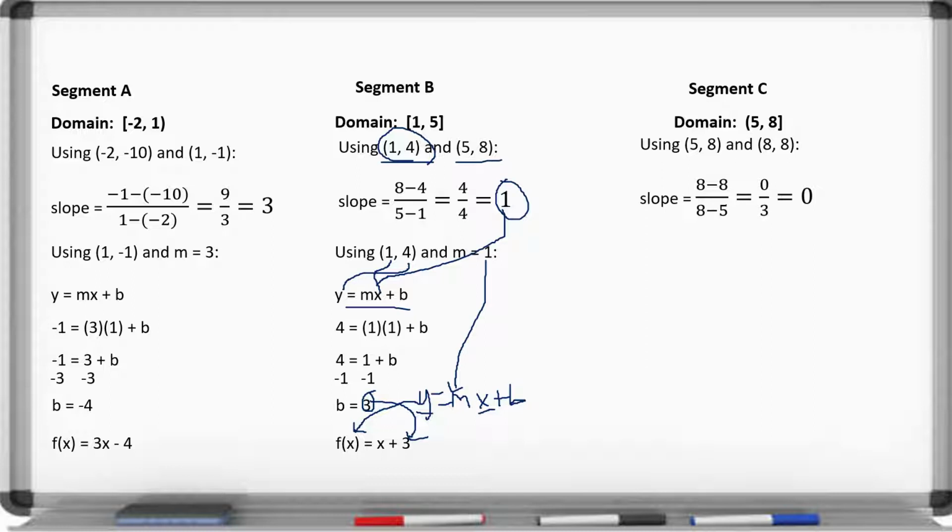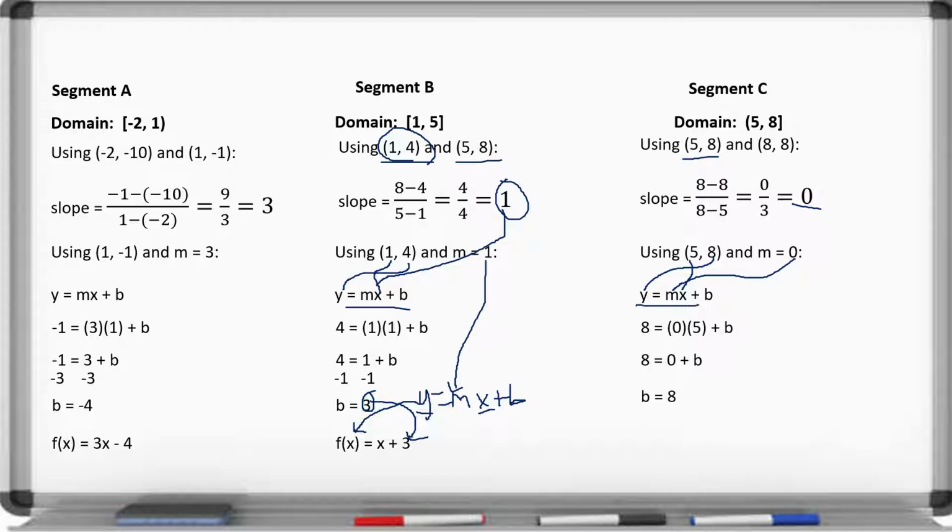So let's choose the point 5, 8, with a slope of 0. Plugging it into slope-intercept form gives me 8 equals 0 times 5 plus b. Again, that's your 0 and 5, 8. So doing that gives me 8 equals 0 plus b, or b is equal to 8.